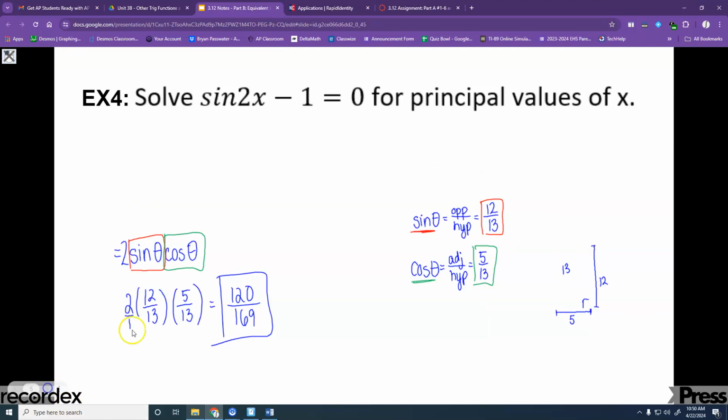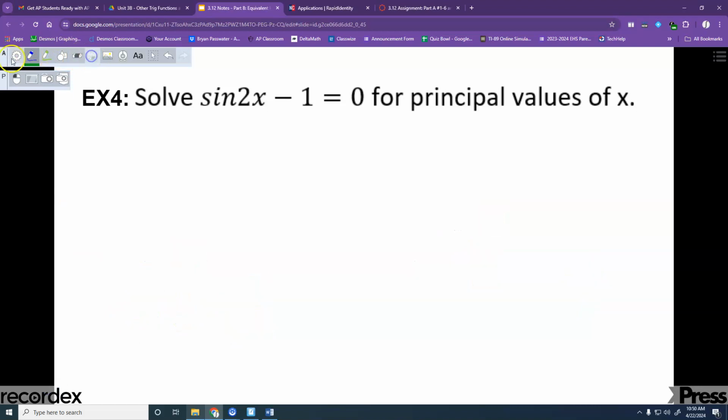All right, here is an equation for this. So this one's asking us to solve an equation. It asks for principal values of x. I pulled this from an old worksheet that I had. Best I can tell, they're not going to do that really on the AP exam. They're usually going to do 0 to 2 pi.